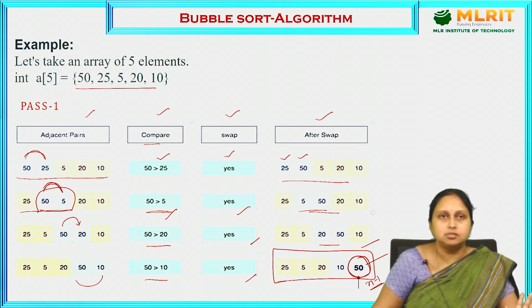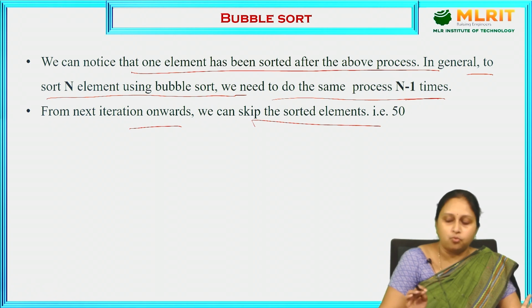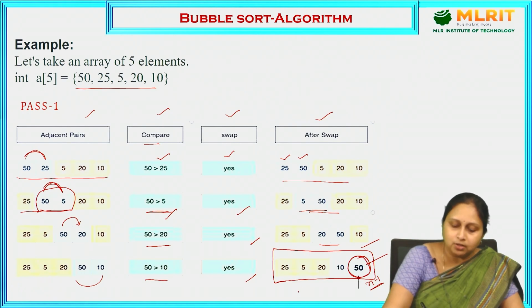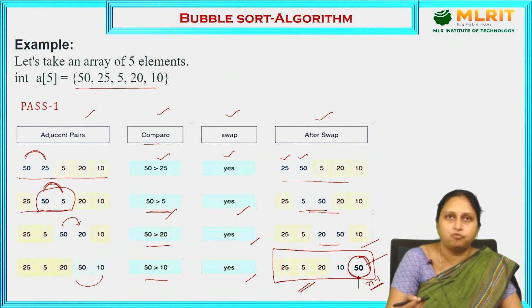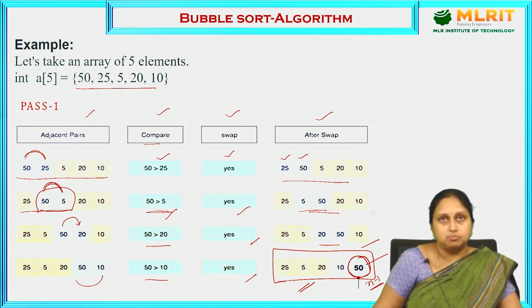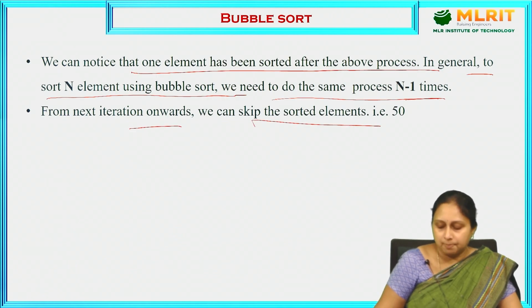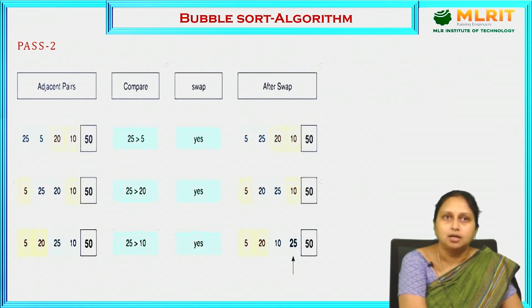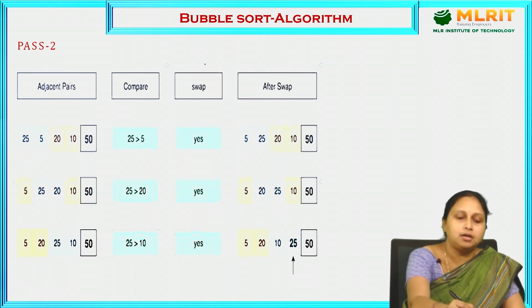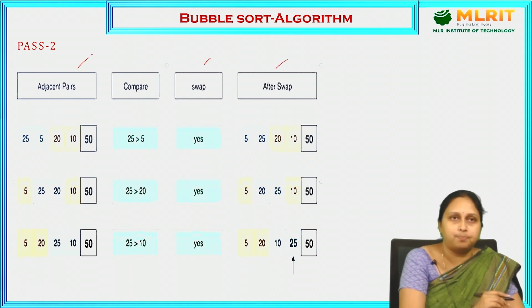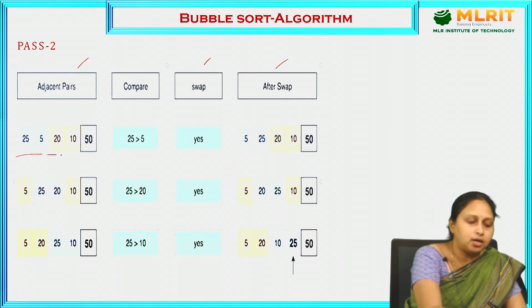Okay. This is after the first pass. Now, what is the list we need to take? We need to take this list and again apply the same procedure. Let us take the adjacent pair, compare, swap, and after the swap, this is the list we are going to have.